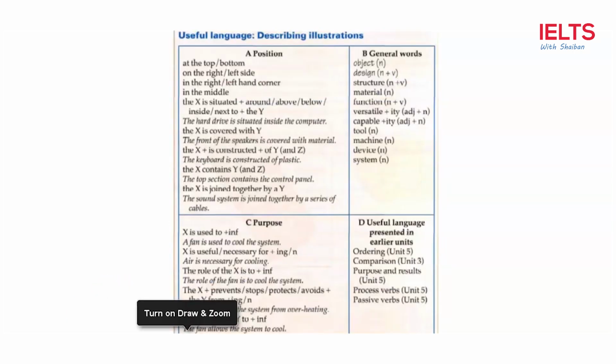The final figure is to show illustrations or differences between devices, mechanical devices, electronic devices. As you can see here, we have 2 important things: to show the position of, for example, the apparatus or the device, and of course the purpose of that, for example, function. Also, you can use topic development, using general words or useful language, to talk about the device in more detail.